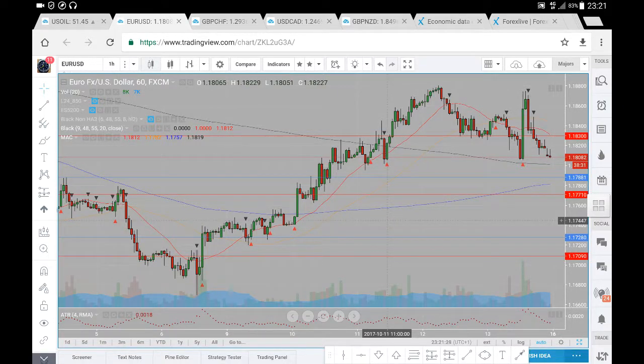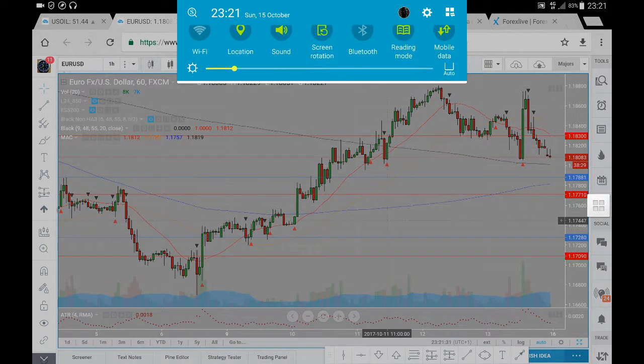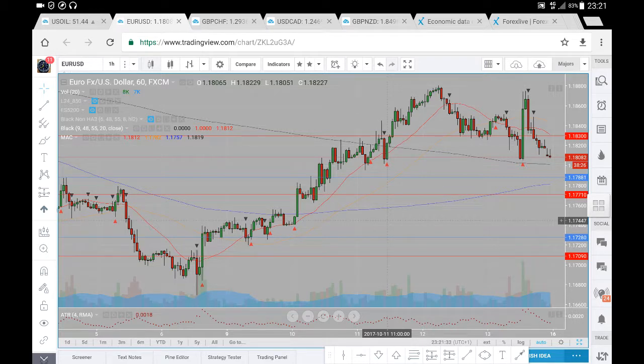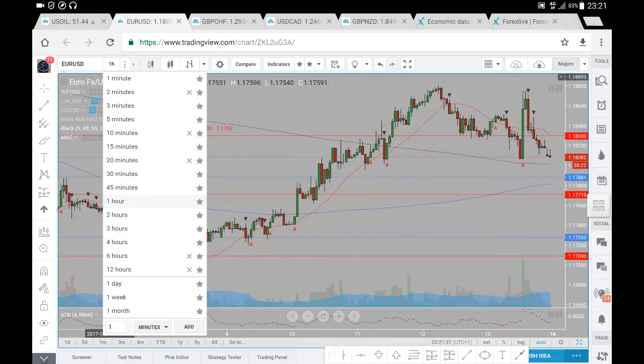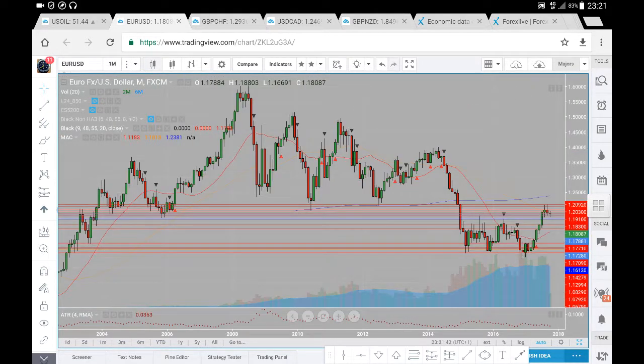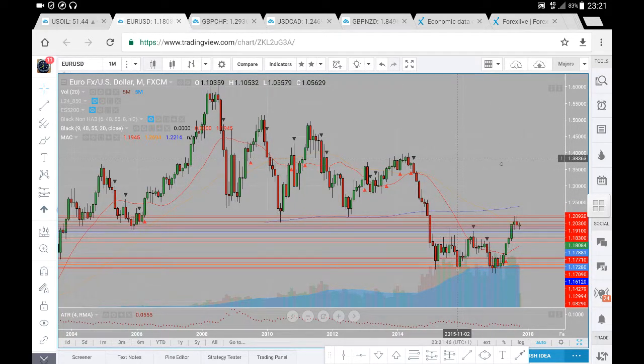So this is the EUR/USD analysis for Monday the 16th of October. Let's just go out to the higher time frames first. As we can see, we are still in a bullish trend. We do appear to be having a bit of a pullback at the moment, as can be seen here, we do have wicks to the downside.